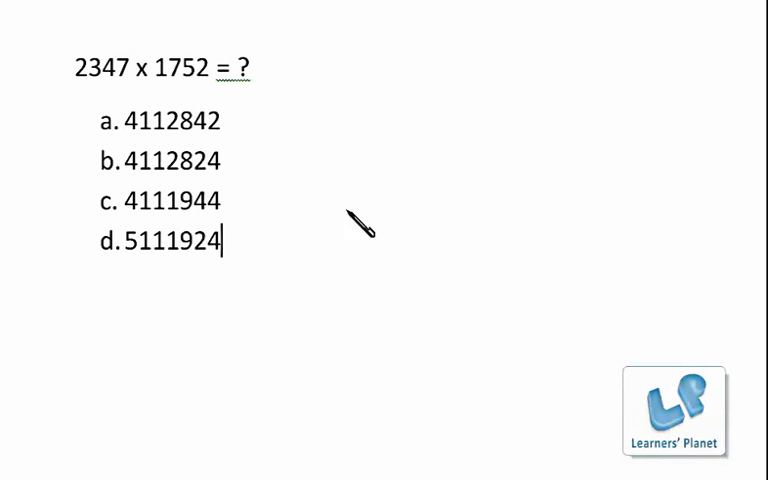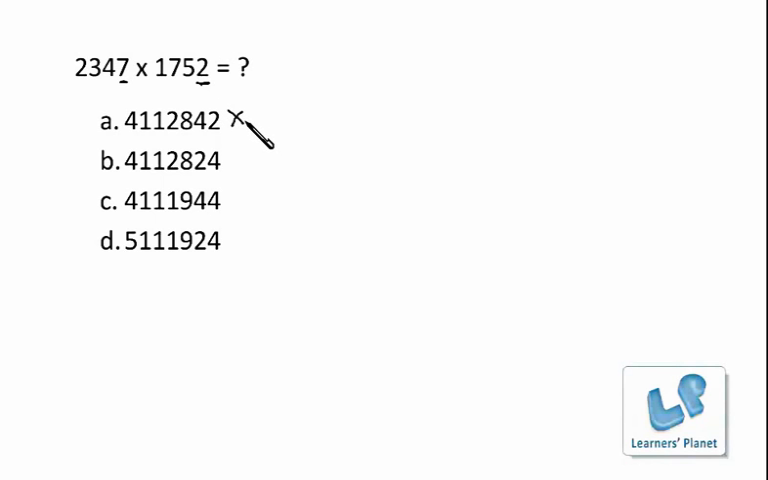Now let's take up one example. Here you have to multiply 2347 and 1752, and the correct answer is among these options. Now you don't have to go for actual multiplication, just try the digital root method and the unit digit method. First of all, 7 2s are 14. The unit digit of this multiplication will definitely be 4, since 7 into 2 is 14. So the first option is eliminated.